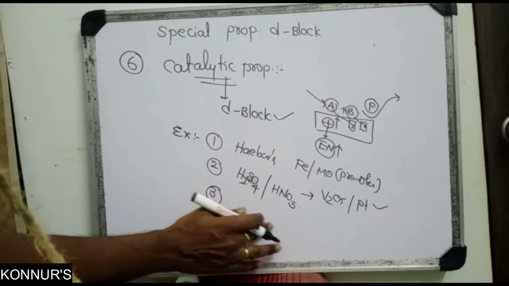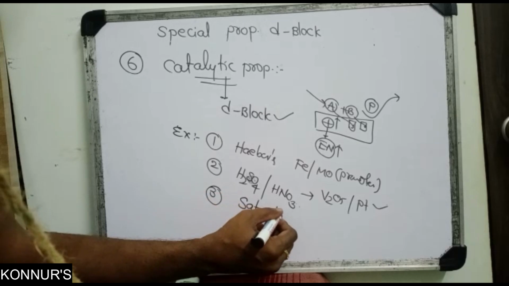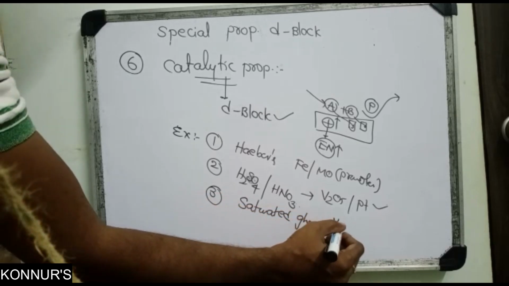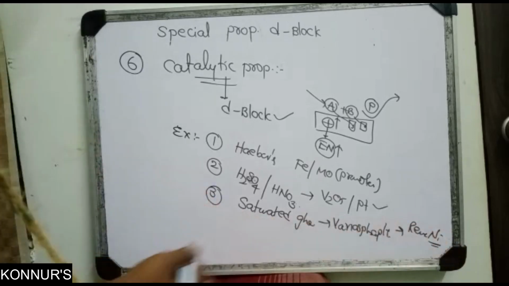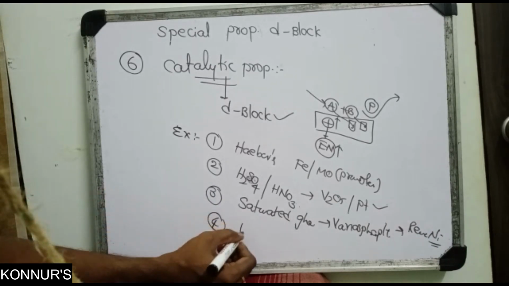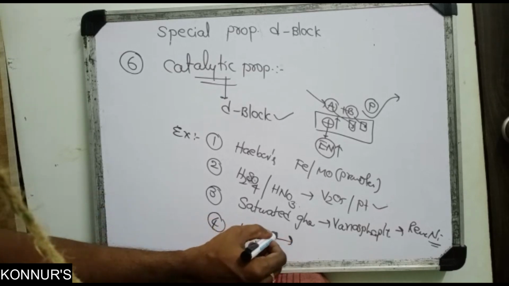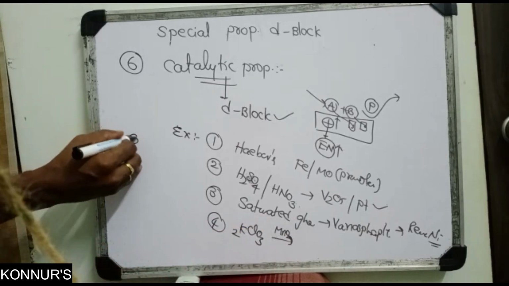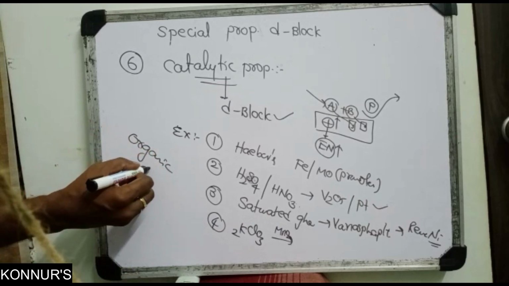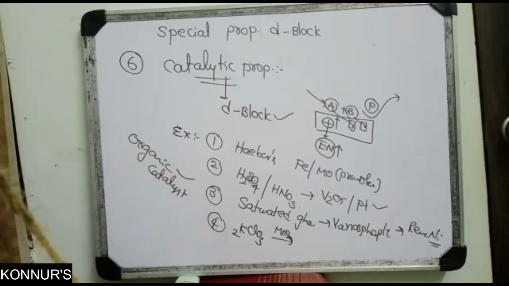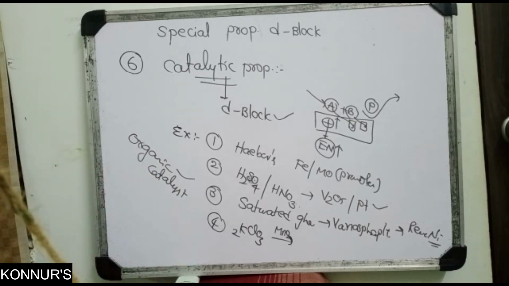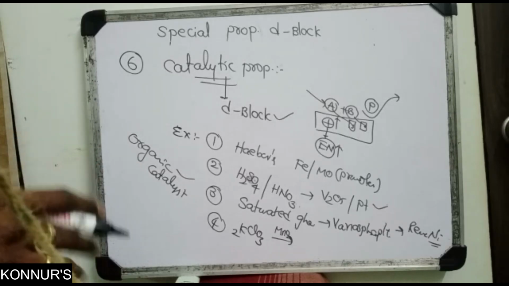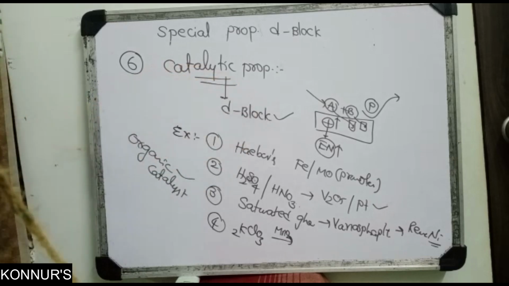Next, in the preparation of saturated ghee, otherwise vanaspati, we use Raney nickel. Those examples are very important from the examination point of view. Next, KClO3 decomposition, which is a preparation of oxygen, uses manganese oxide. Next, for any organic hydrogenation, like Sabatier-Senderens reduction, we use platinum, nickel, palladium. Next, palladium with barium sulfate is Lindlar's catalyst. So the majority, D block elements only, show a catalytic property.